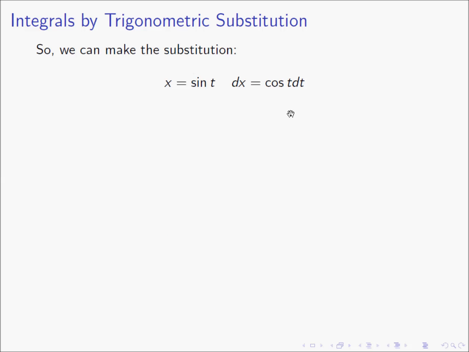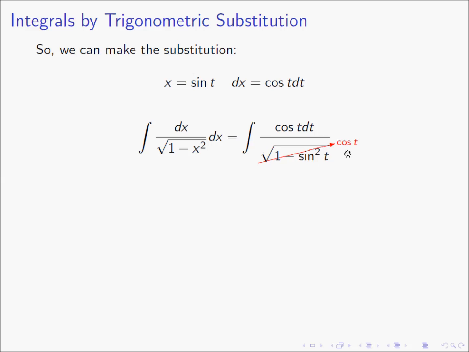So if we make that substitution in our integral, we'll get this expression. Here dx is cosine of t dt, and 1 minus x squared is 1 minus sine squared t. So here we have an integral in the variable t, the variable we just introduced. Here the square root of 1 minus sine squared of t is cosine of t. So we have cosine of t over cosine of t, and those cancel out. So we get simply the integral of dt, and that equals t.